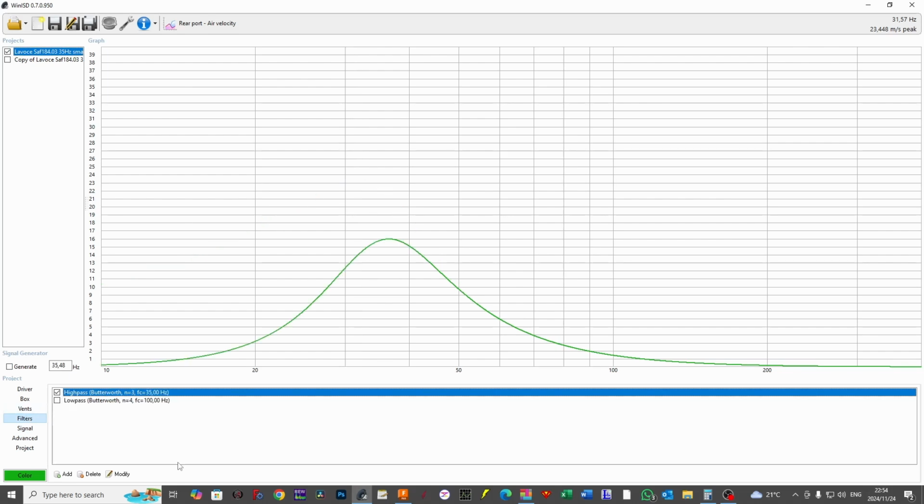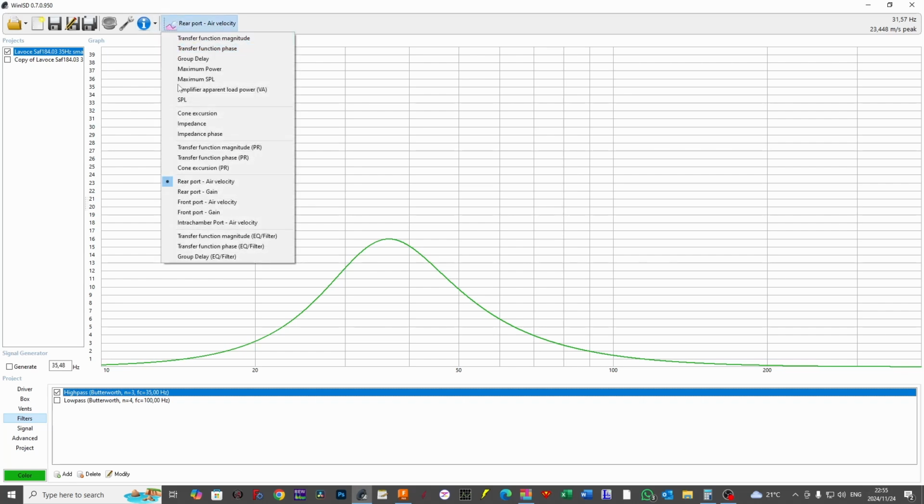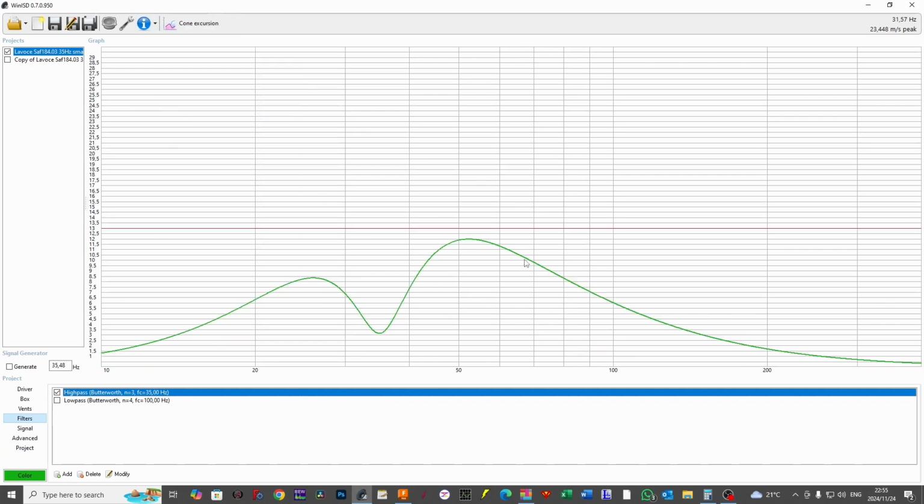So with a high-pass filter, Butterworth third order set to 35 Hz, not only does it bring our vent velocity into tow, but it also helps us with our cone displacement. Now, in some ways, this level of cone displacement is looking very, very healthy, but almost too healthy. Remember, we want that speaker to be moving and pumping air at any given instance.